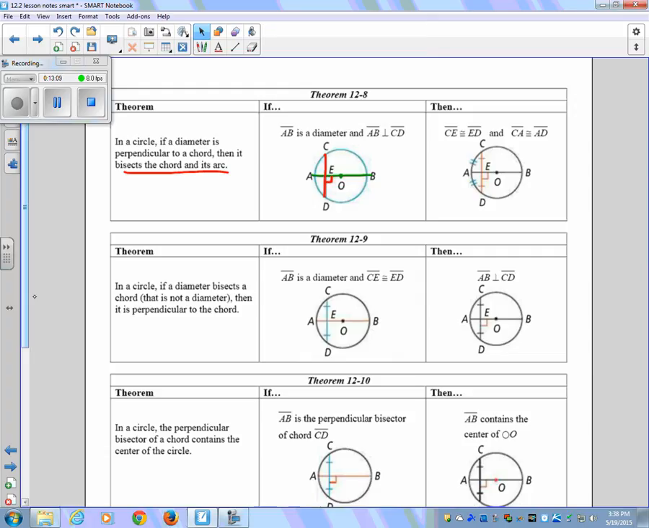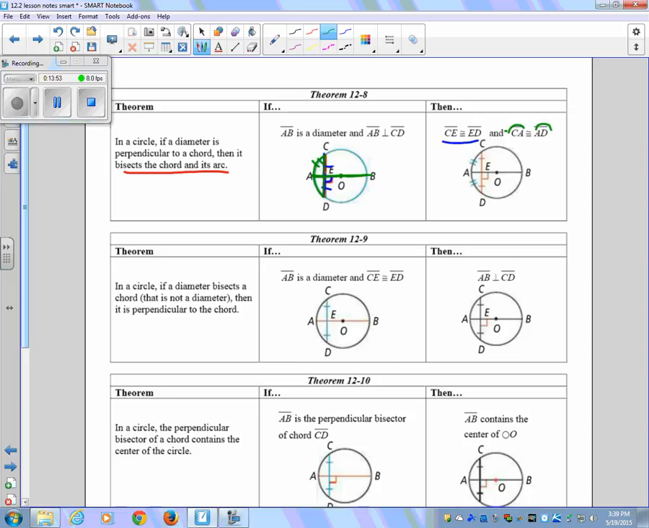Wow, that's a loaded situation. So if you know that it goes through the center and it's cutting a chord perpendicularly, then you could say this is congruent to this. It's bisecting it. CE is congruent to ED. Here to here is the same as here to here. And the arcs are congruent. Arc CA is congruent to arc DA. These should be arcs. Okay? So all because it's a diameter and it's going through a chord at a right angle.